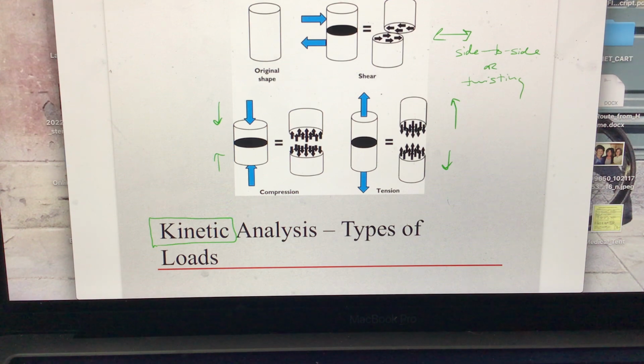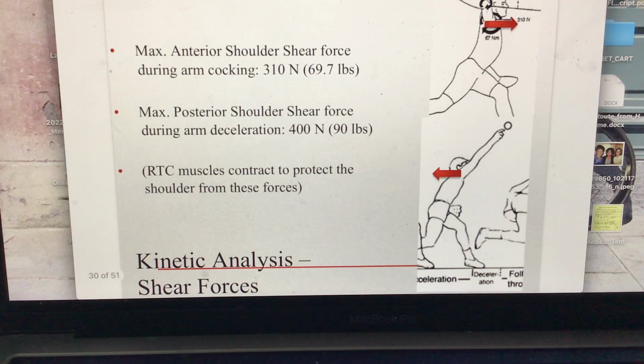And of course, oftentimes these loads are combined. If you're looking at the complex motion of a baseball pitch, at some points we can have mostly a compressive load. At other points we can have mostly a tension load or a shear. So usually we tend to have many different ones. I give you some examples here. These are some shearing forces. I just wanted to put some numbers here.